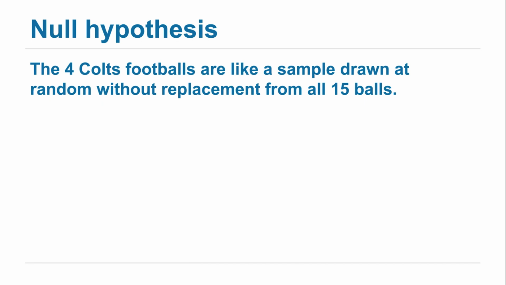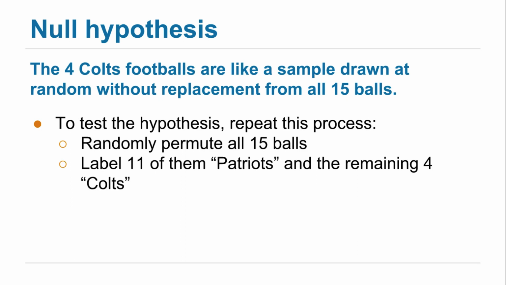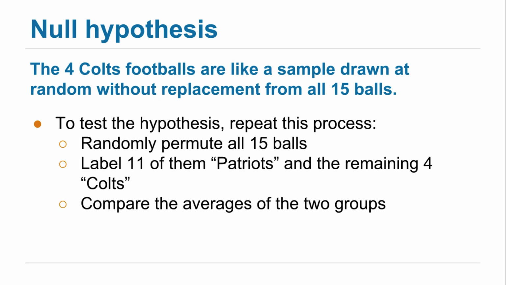How do we simulate the statistic under the null hypothesis? Well, we have 2 groups, the Colts and the Patriots. If both look like random samples from 15 balls, then it shouldn't matter which 4 balls are called Colts and which are called Patriots, so we will randomly permute all the 15 balls. We will label 11 of them Patriots and the remaining 4 Colts, and then we will look at the difference between the averages of the 2 groups, Colts minus Patriots, of these shuffled groups. And then we'll do that over and over again. That will be the prediction under the null hypothesis, which we will then compare with the actual difference that we observed.